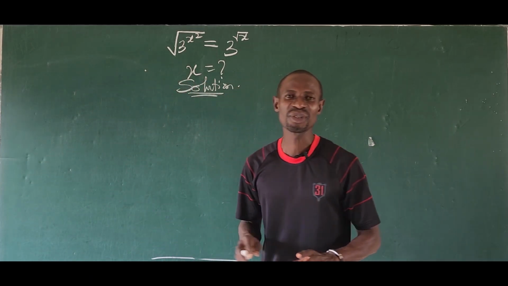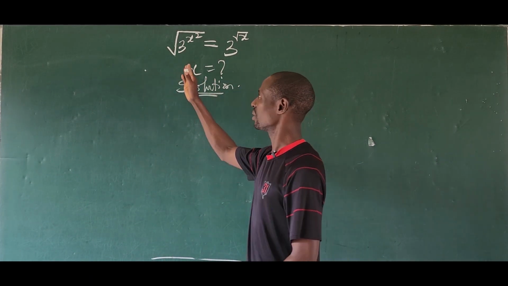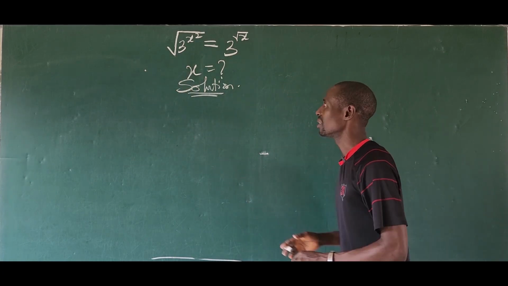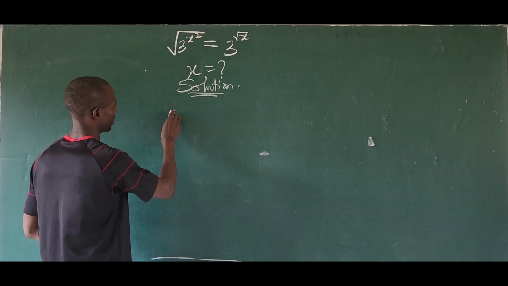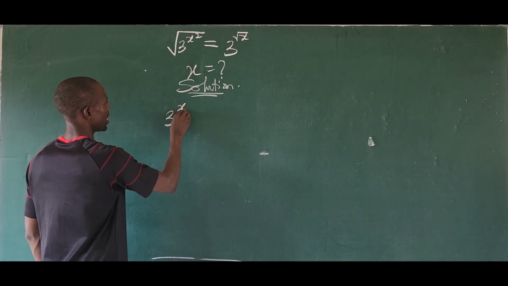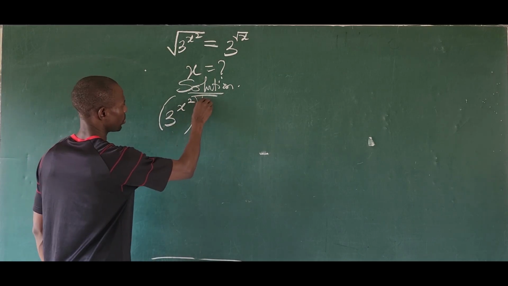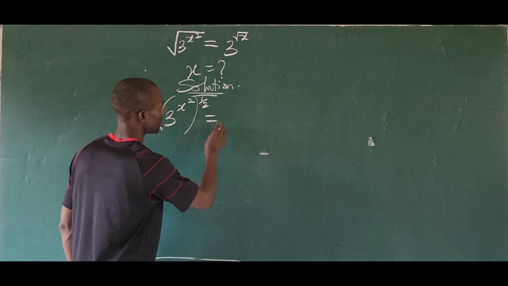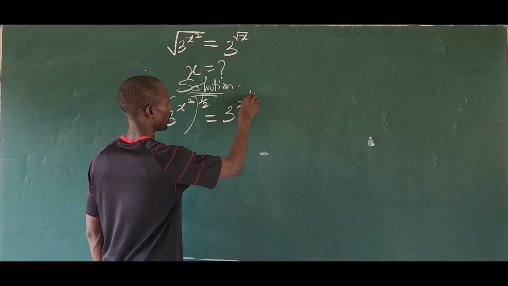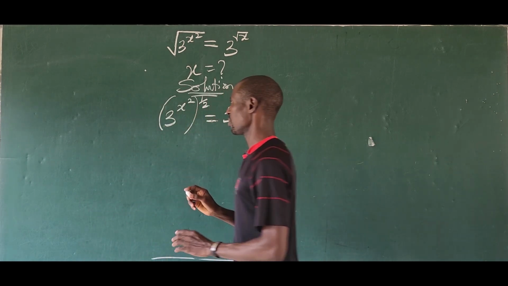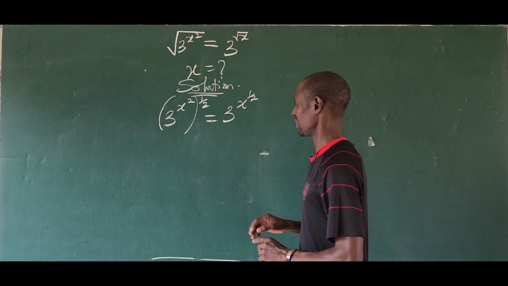The first thing we're going to do here is to rewrite the radicals we have here, the one on the left-hand side and the one on the right-hand side. Rewriting this gives us 3 to the power of x, all raised to the power of 2, in brackets raised to 1 over 2, equal to 3 to the power of x raised to 1 over 2. So we succeeded in eliminating the radical.